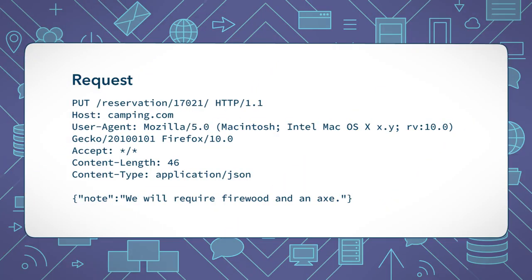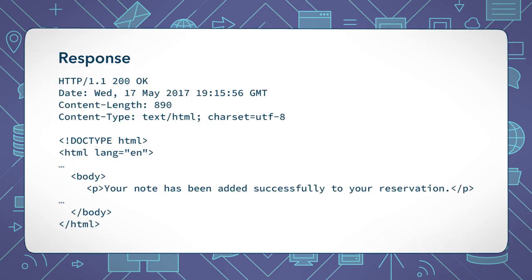Notice how the content type header has been changed to match the type of data stored in the request body, a JSON object. After the web server processes the PUT request, in its response it sends an HTML document in its message body. When your browser receives this response, it will render this document for you to see on your computer screen.